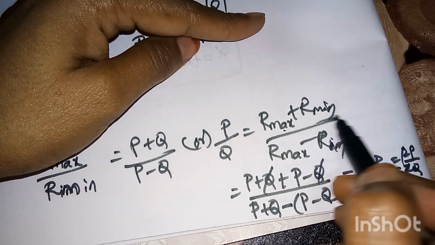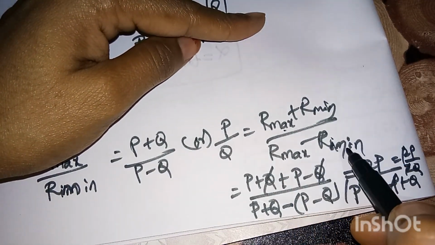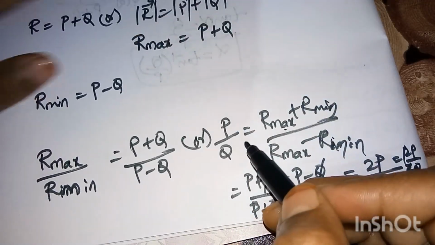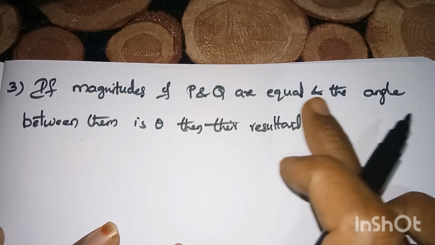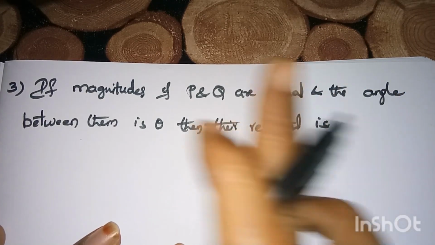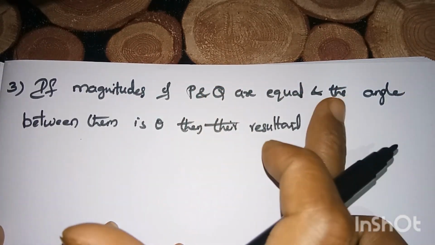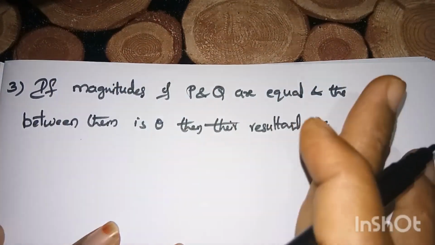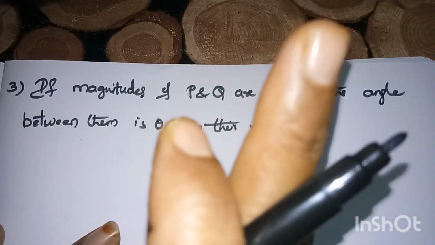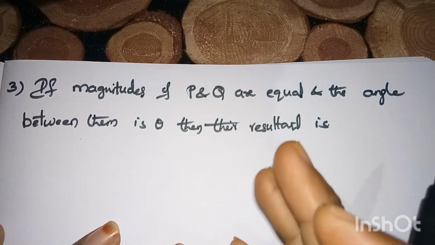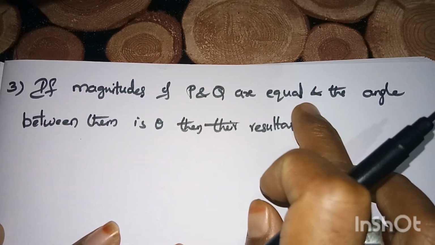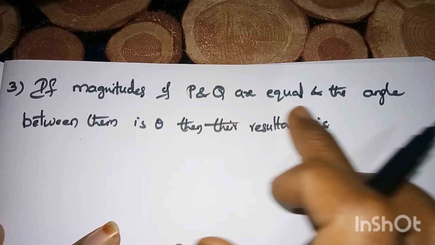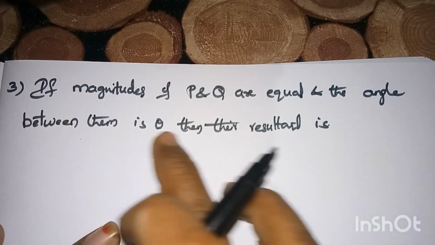So (R maximum plus R minimum) by (R maximum minus R minimum) can be written as P by Q. If magnitudes of P and Q are equal, they are saying magnitudes of P and Q are equal. They are not saying same. Same means theta equals 0 degrees, R equals P plus Q. But they are saying P and Q are equal in magnitude. The angle between them is theta.